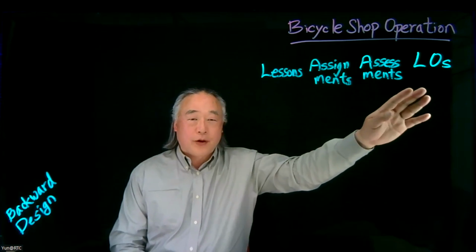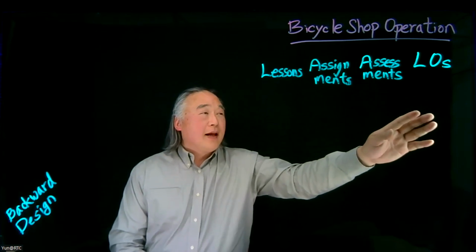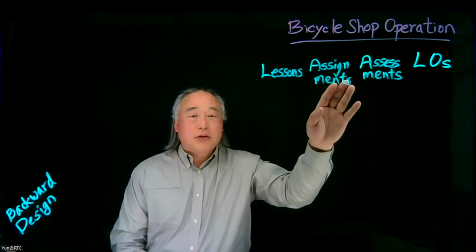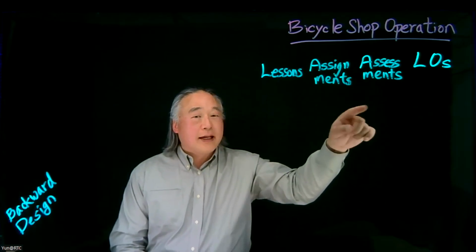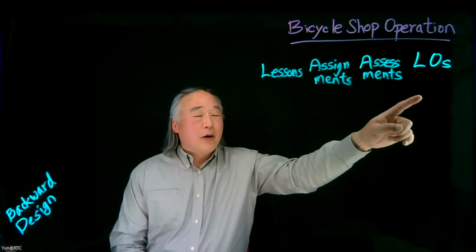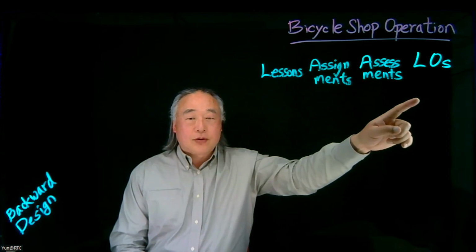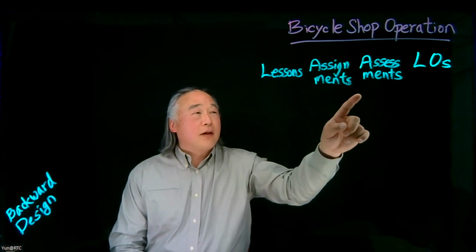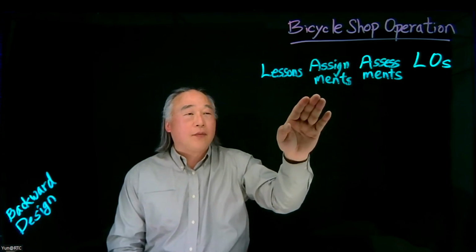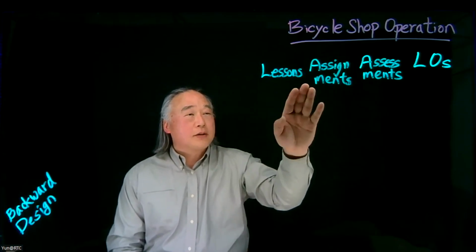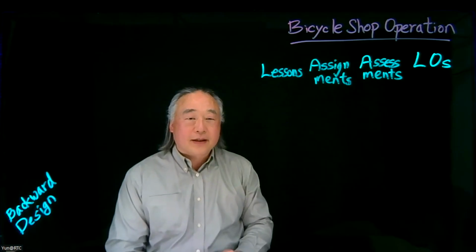First, we come up with the learning outcomes. And then based on the learning outcomes, create assessments to make sure that the assessment reflects what the learning outcome that I'm trying to achieve. And the same thing for the assignments and lessons. So these assignments and lessons are a part of learning activities.